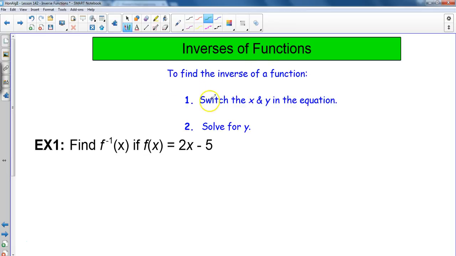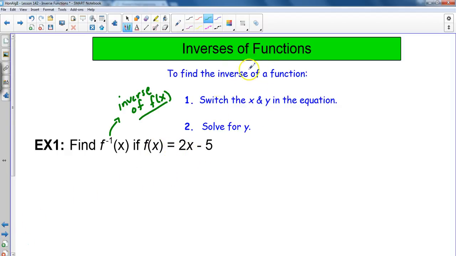Number one, here's the process again, just so you can look up and refer to it as we go along. Example number one, we want to find the inverse function. And again, this notation just means the inverse of f of x. This is not f to the negative 1. This is the inverse of f of x. A little bit confusing, but as we use it more and more, hopefully you'll get the gist here. So find the inverse of f of x if f of x equals this particular function.